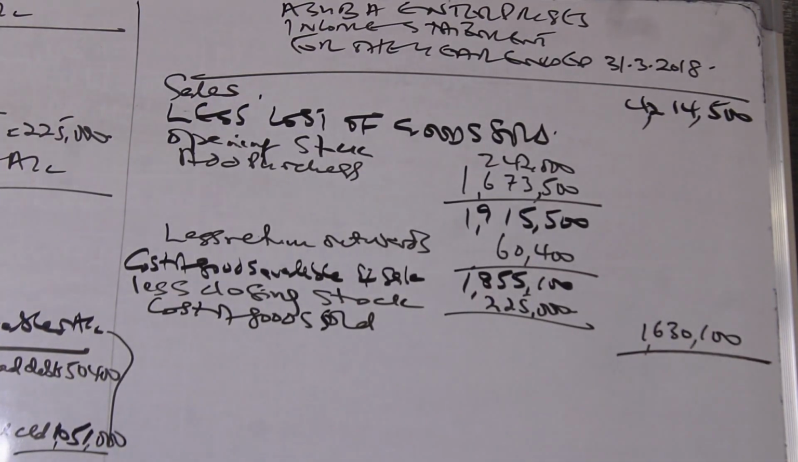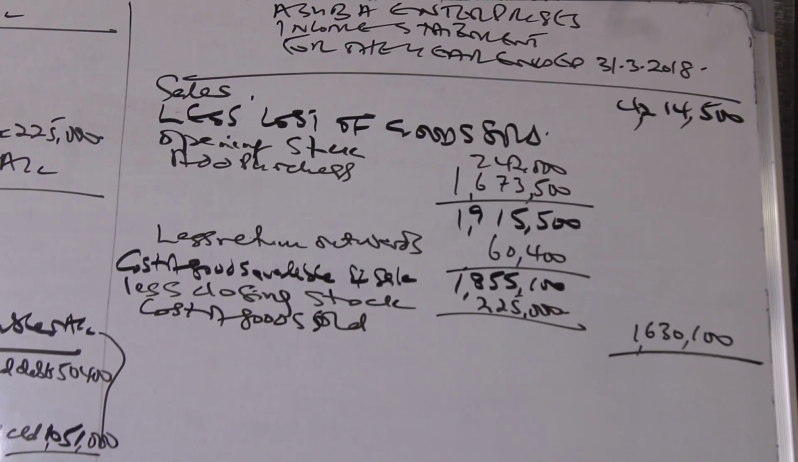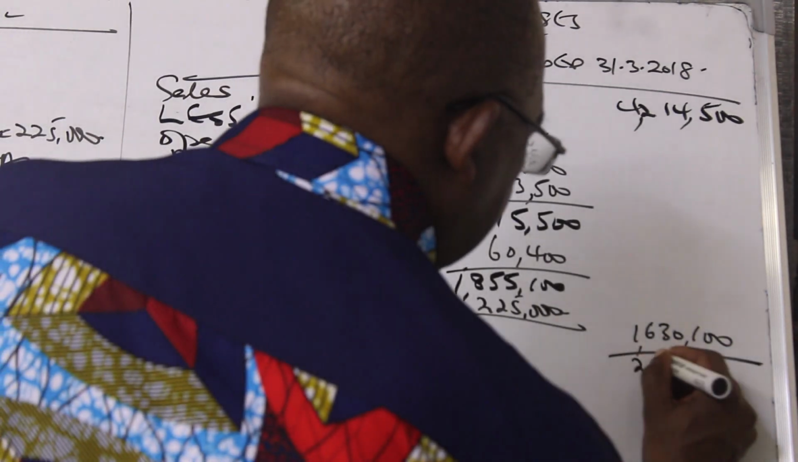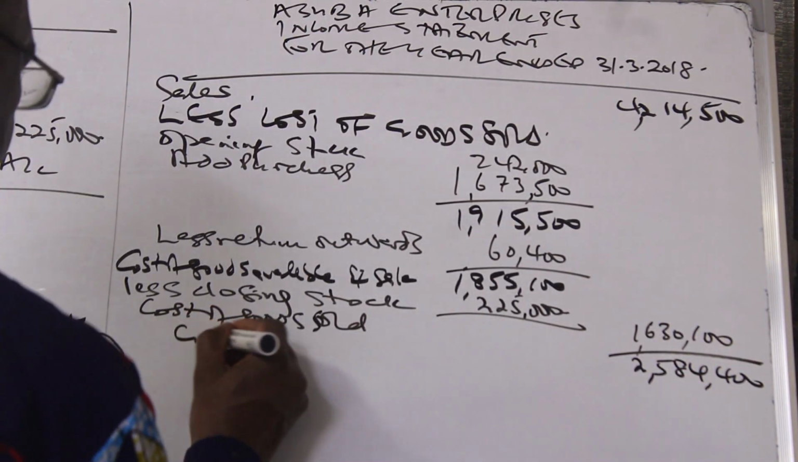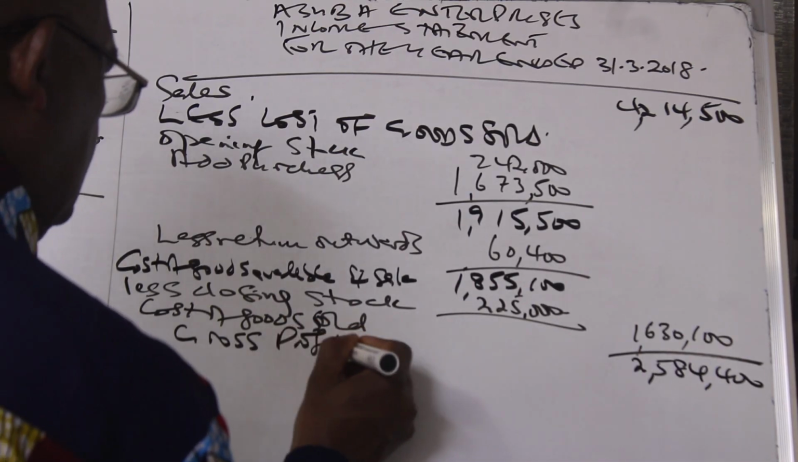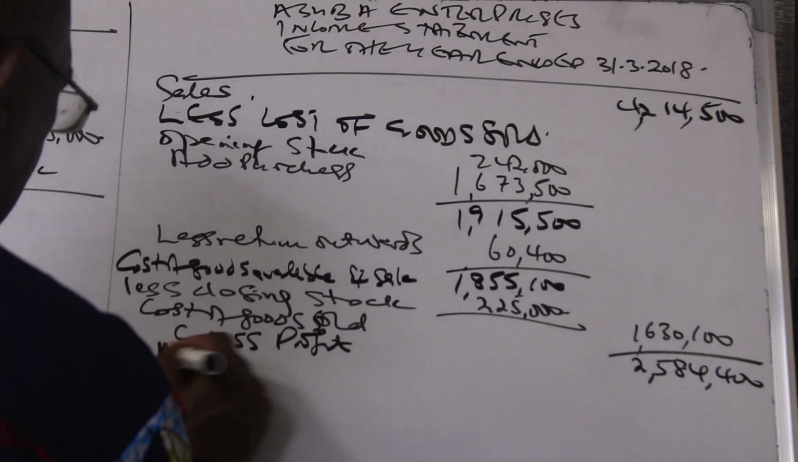So if we subtract 1,630,100 from the sales of 4,214,500, we get a figure of 2,584,400. That becomes our gross profit. But we have discount received, which is an income. So we add other incomes.